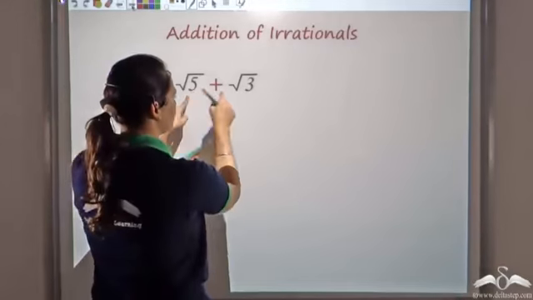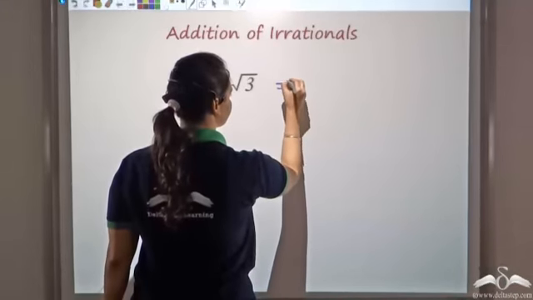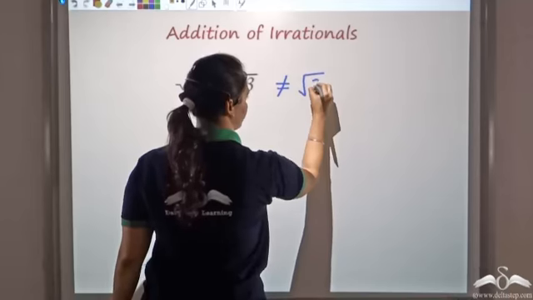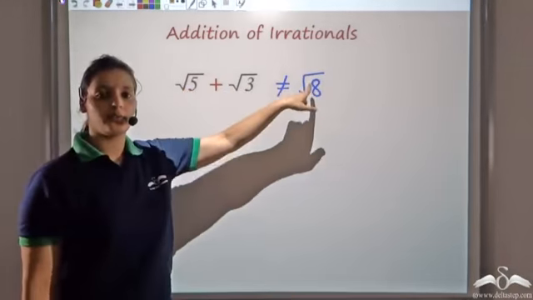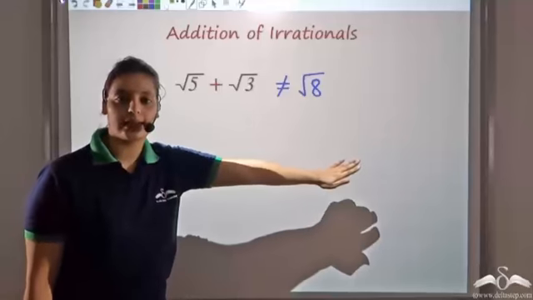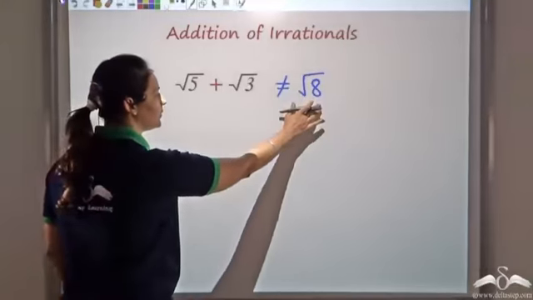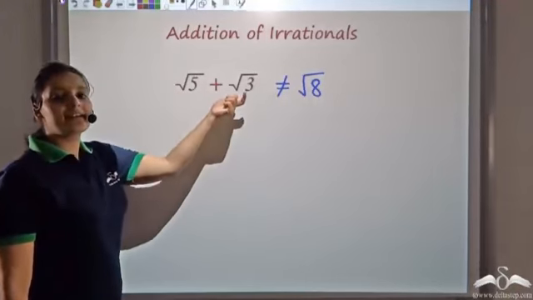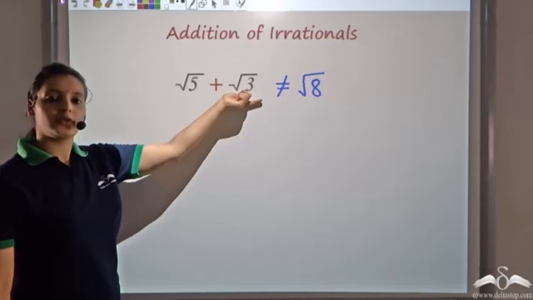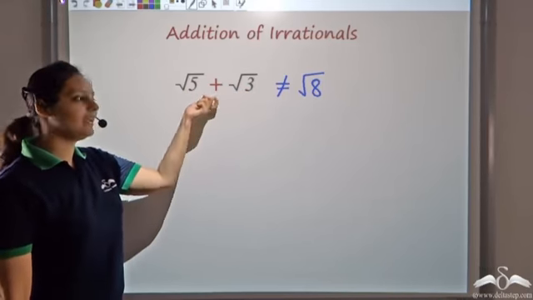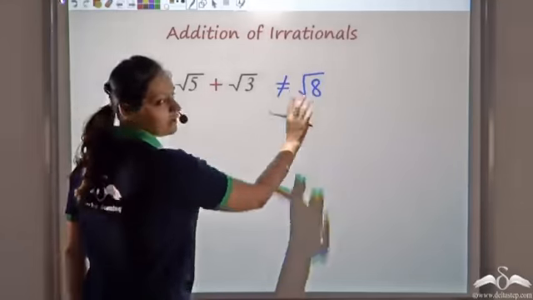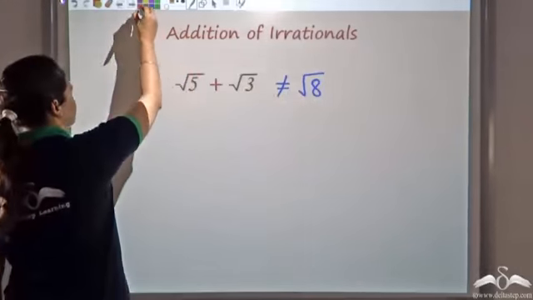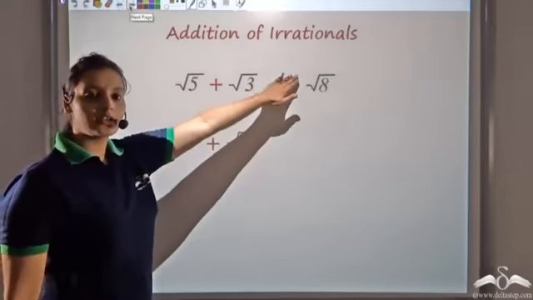So this would not give me under root 8. This is not under root 8, which is 5 plus 3, 8, and you put an under root sign. It does not work like that. So this is not equal to under root 8. If you want to add these irrational numbers, you'll have to convert them to decimals and then see. There's no way to add these two irrational numbers. But remember, this is not equal to under root 8 for sure.